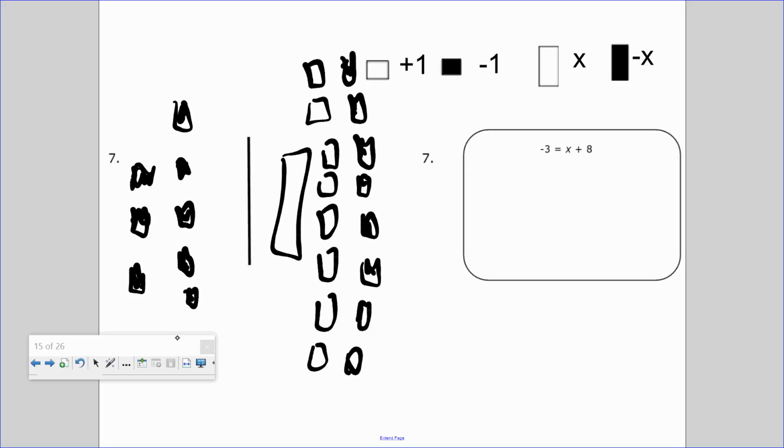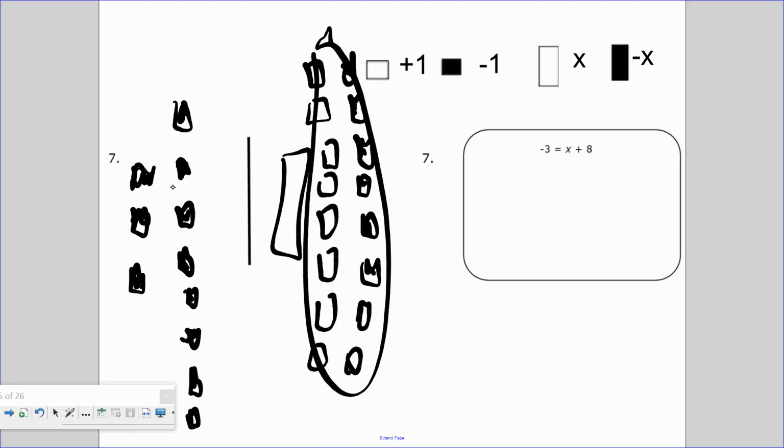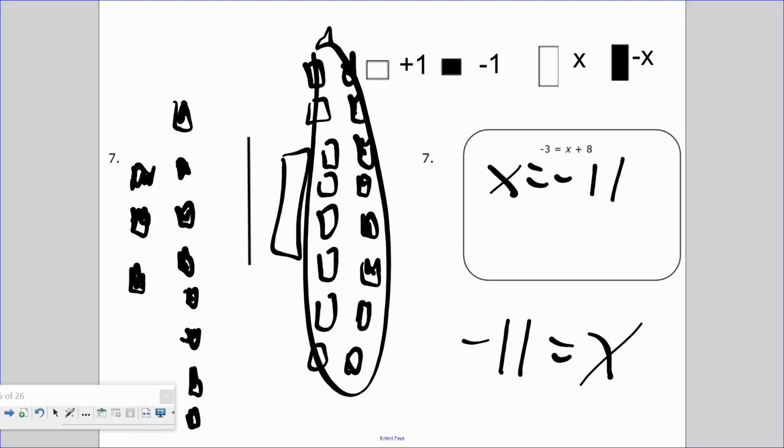4, 5, 6, 7, 8. All of these become zero pairs. So, ooh, that's a lot of negatives. That's negative 11 equals x, or x equals negative 11. Let's check our work. Is negative 3 equal to negative 11 plus 8? Check mark. It is.